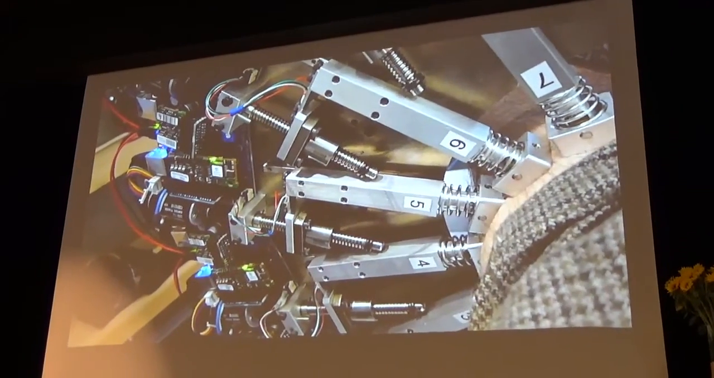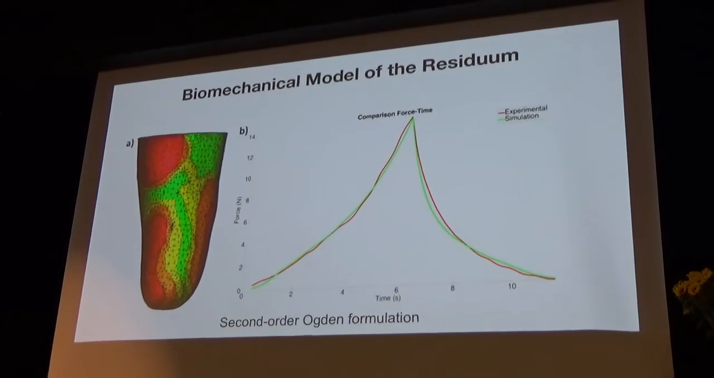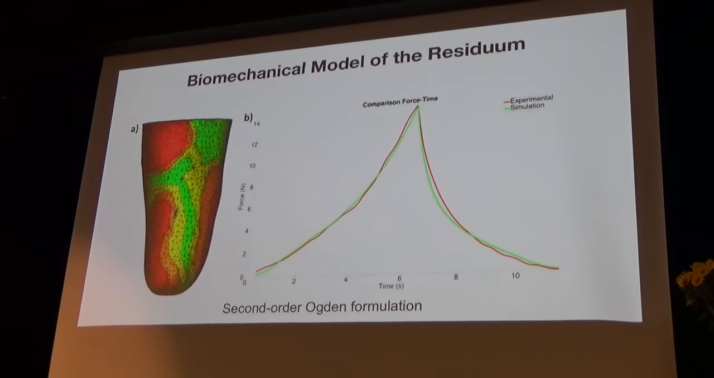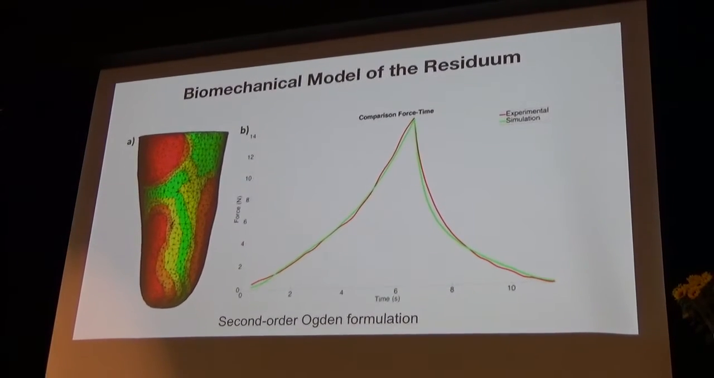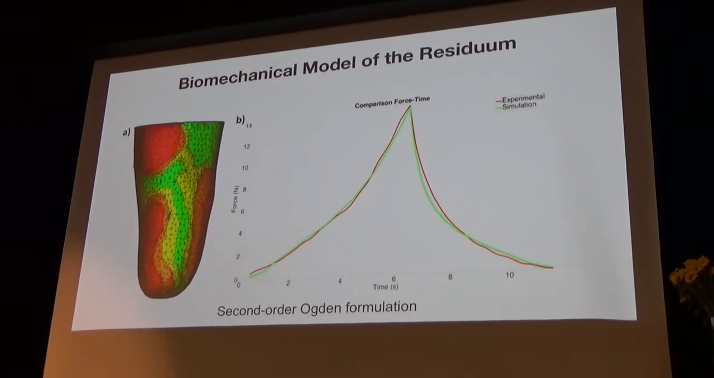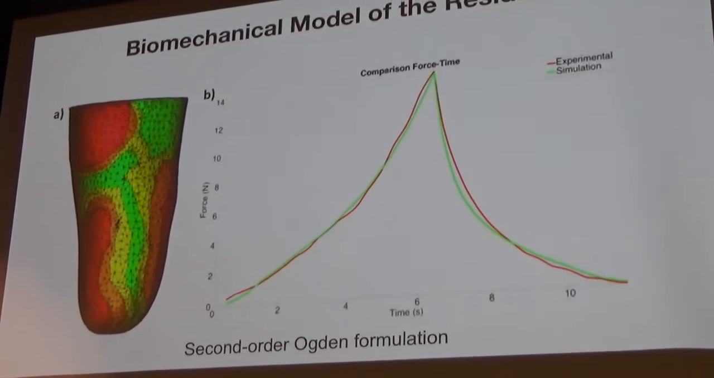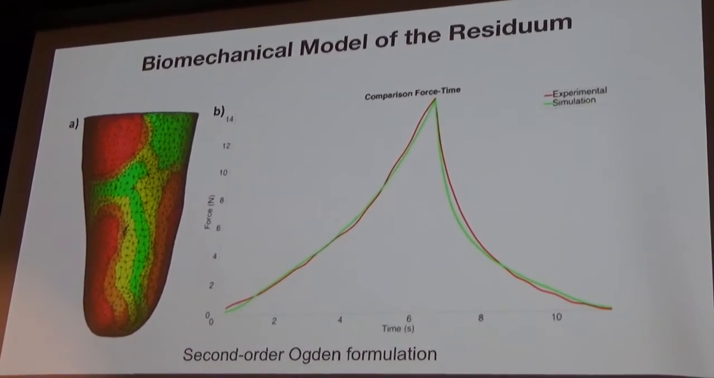So from these data, one can model the residuum. We use a second-order Ogden formulation. The red curve is experimental data from a very precise robot, and the green is the simulation. So such a model tells you when you push on the residual limb and apply a delta X and a delta V, what forces can one expect?